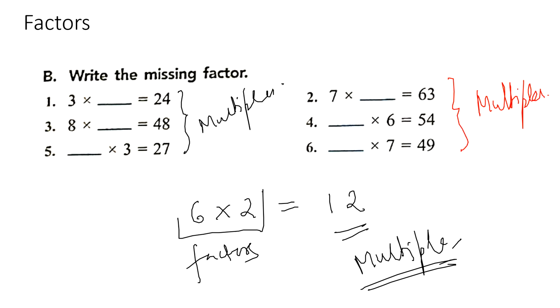On the other hand, let us take up the numbers. They are asking us to find the factors. So 3 times which factor is 24? 3 times 8. 8 times 6, 6 is another factor of 48. Similarly, this is 9, this one is 9, this one is 9, this one is 7. Okay, so I hope this is clear what are factors.